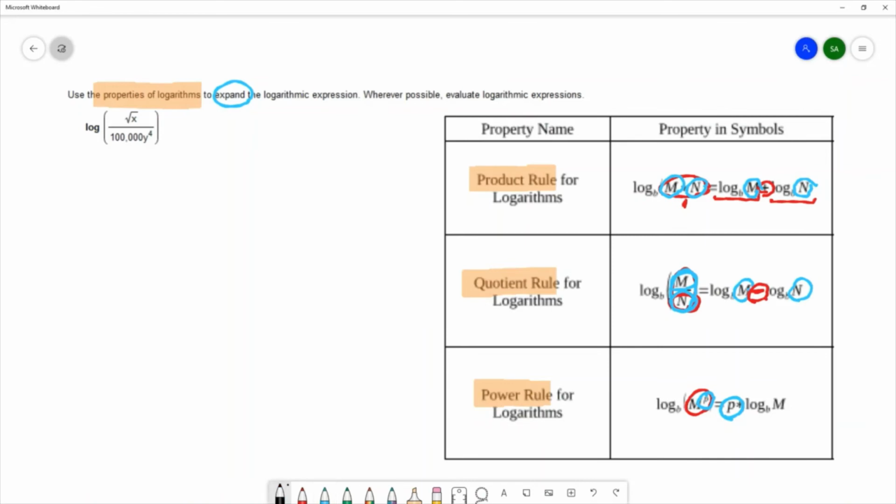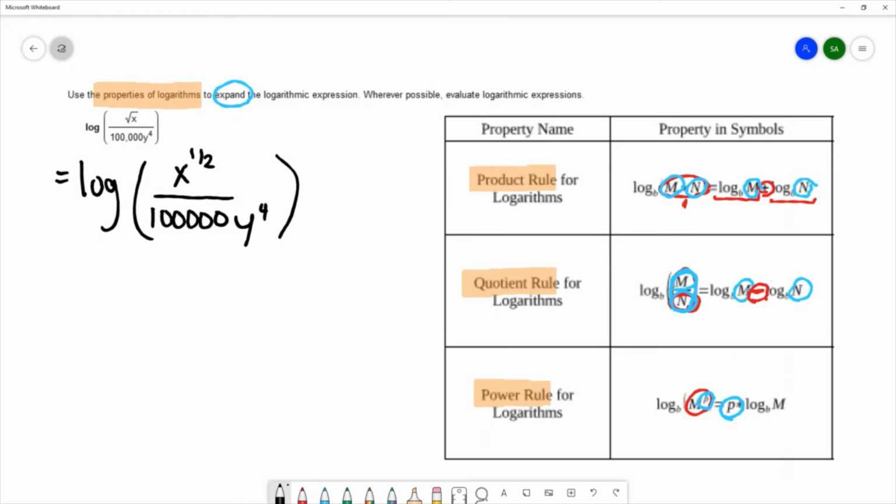So the first thing I want to take note of on our example is we have a square root. Square rooting is the same thing as raising something to the 1/2 power. So this is the same thing as log of x to the 1/2 over 100,000 y to the fourth. Okay, so we're going to need that later when we use our power rule.